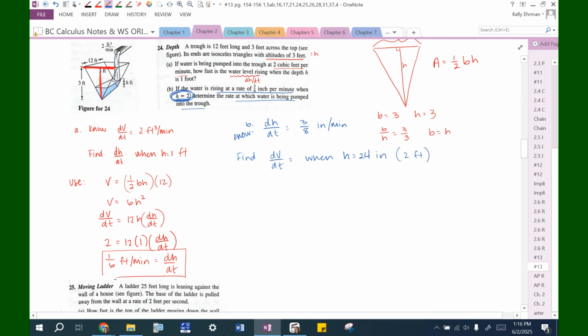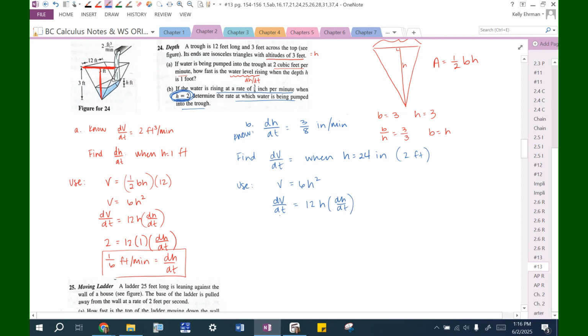So I did not do that on my answer key. I'm sure if I check the back of the book, obviously one will be right, one will be wrong. So we'll just see. All right, and then I'm going to use the same formula I had here. So I'm going back to V equals 6H squared. And so dV/dt will equal 12H dH/dt.